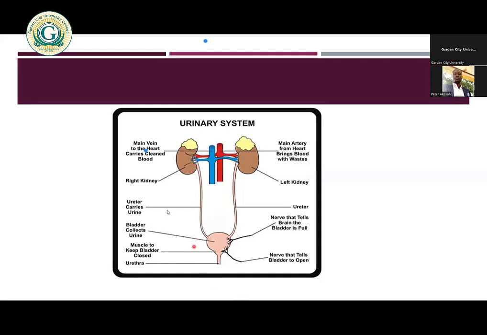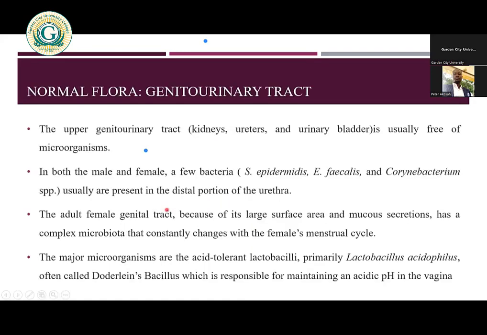So now let's look at what exactly happens in vaginal infection. The upper part, the kidney and the ureters, we said, is free from microorganisms, and in both male and female, a few bacteria are there. Now, the risk of males developing UTI is generally much lower than that of women, simply because with men, if there's some amount of normal flora in and around the urethra, the flushing action of the urine washes it off. So men generally tend to have a lower risk of contracting some of these common infections compared to women.